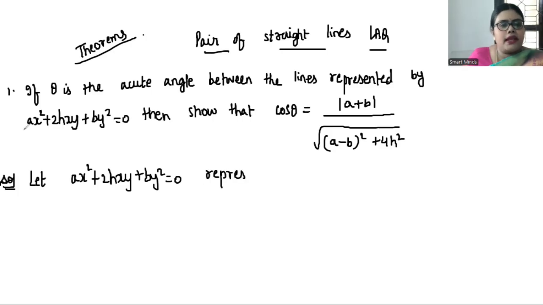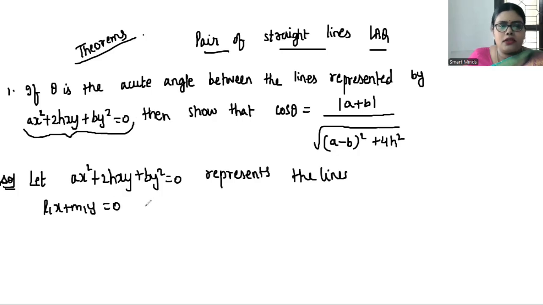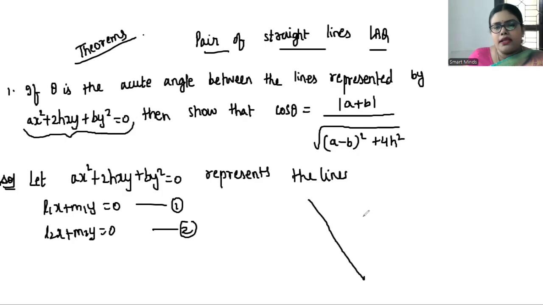Now let us write, let ax square plus 2hxy plus by square is equal to 0 represent the lines. So this ax square plus 2hxy plus by square is the pair of straight lines. So we will show that it is a combination of two straight lines. So it represents the lines. What are the two lines? l1x plus m1y is equal to 0, equation number 1. l2x plus m2y is equal to 0, equation number 2. Now these are two lines. We need to show that if this is theta, then cos theta is equal to mod a plus b by root over a minus b whole square plus 4h square.